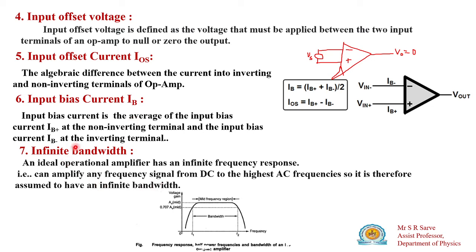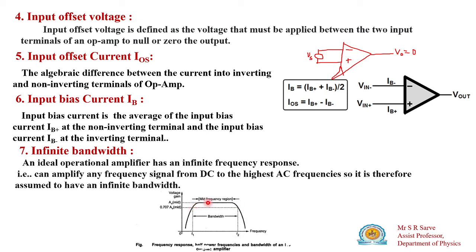Now the next parameter is your bandwidth. What is bandwidth? Bandwidth means the range in which the gain is maximum. Okay, here you will understand. It is the range down to 0.707 of the maximum gain. So this starts from here. This is the lower cutoff frequency, this is the higher cutoff frequency. I have explained this in the multi-vibrator, the multi-amplifier.